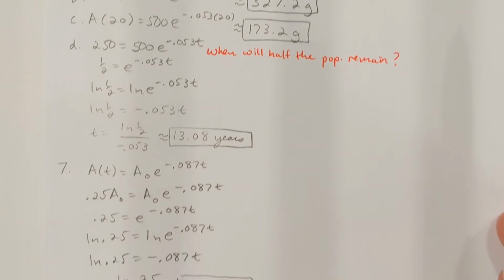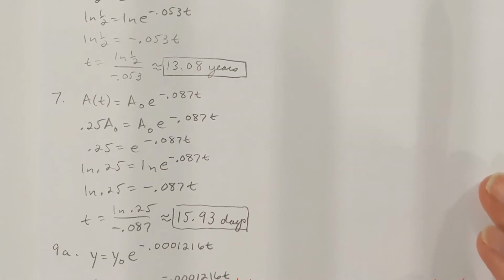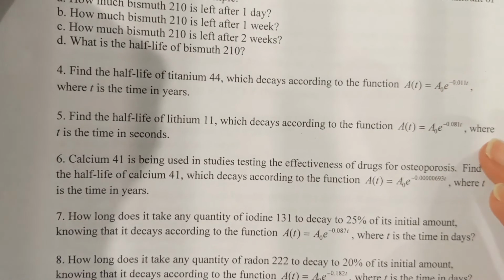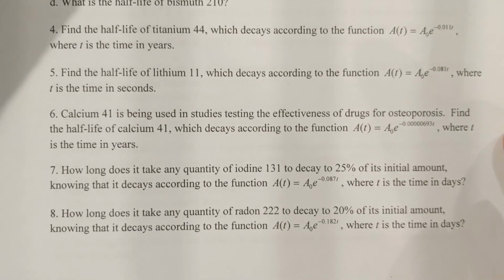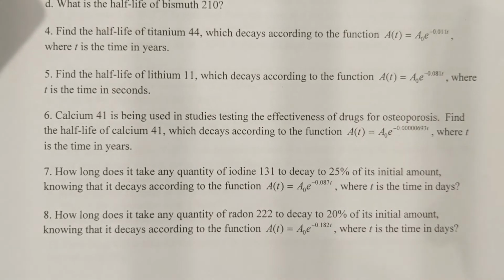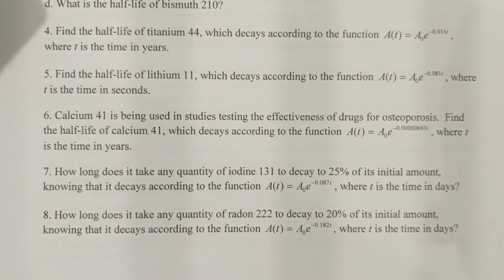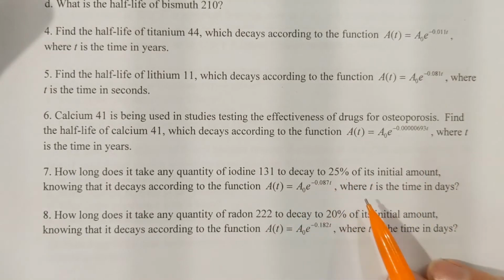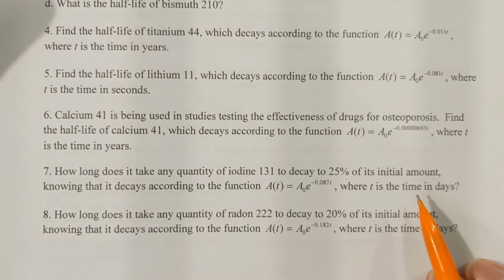Okay. Let's take a look at problem 7. It's another one. So in problem 7, it says, how long does it take any quantity of iodine 131 to decay to 25% of its initial amount, knowing that it decays according to the function A of t, where t is the time in days. Okay.